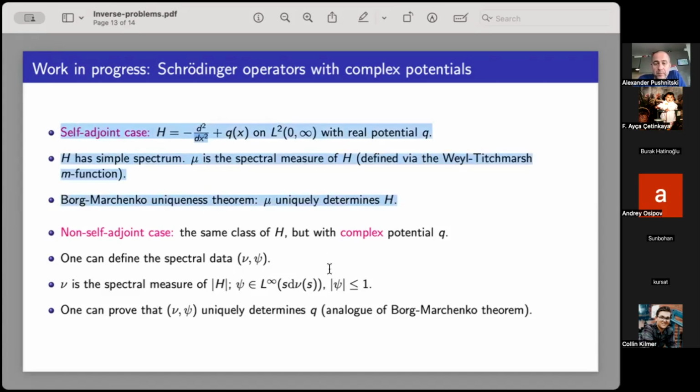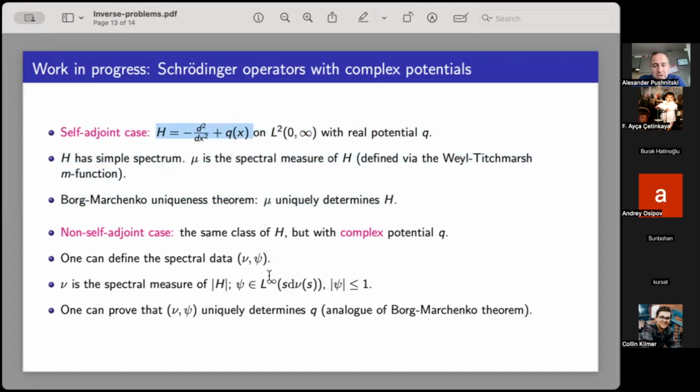And what we are doing with my collaborator František is we are considering the analog of this for the non-self-adjoint case. So we consider the same operator, but with a complex potential. It was quite a popular topic in the last couple of decades to look at spectral properties of these operators with complex potentials. But once again, we are not interested in the spectrum.